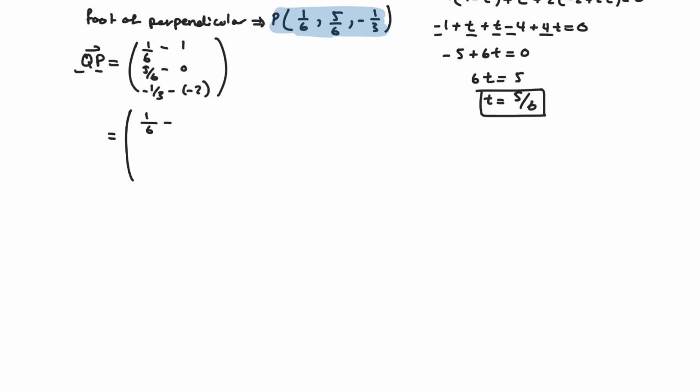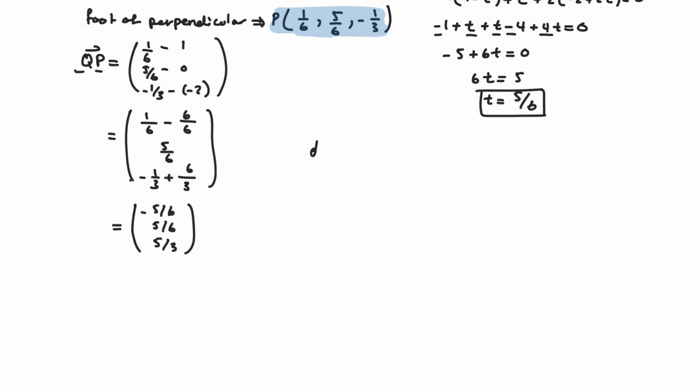1 over 6 minus 1, I'm going to get a common denominator of 6. 5 over 6 minus 0 is just 5 over 6, which is just beautiful. We don't need to do anything to it. And for the next one, negative 1 over 3 minus negative 2. Negative times a negative makes a positive. I'm going to get a common denominator of 3 and multiply 2 by 3 to get 6. And I will end up getting 1 over 6 minus 6 over 6 is negative 5 over 6. This is 5 over 6. And this one is 5 over 3.